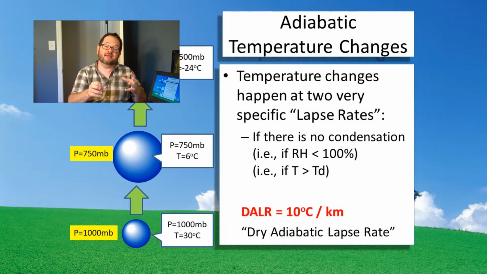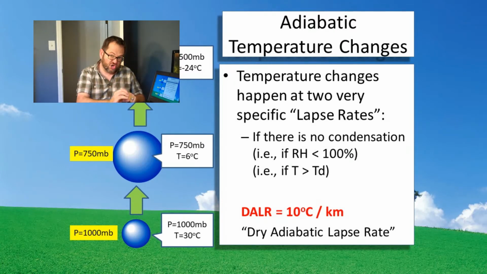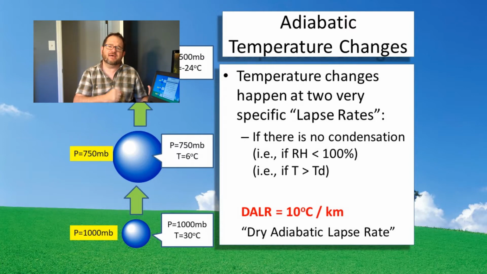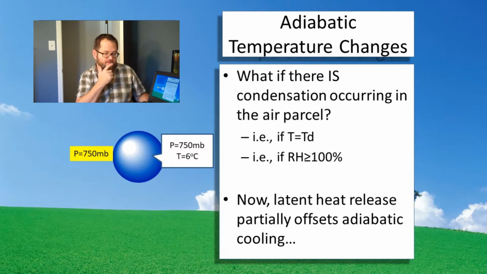These dry adiabatic lapse rates, and we're going to have another one in just a little bit, are about how temperature changes as you move air. What was this air parcel's temperature here? What's its temperature once it gets here? That's a very different kind of problem. So the dry adiabatic lapse rate is how temperature changes as the air rises if there's no condensation going on. What if there is condensation going on?